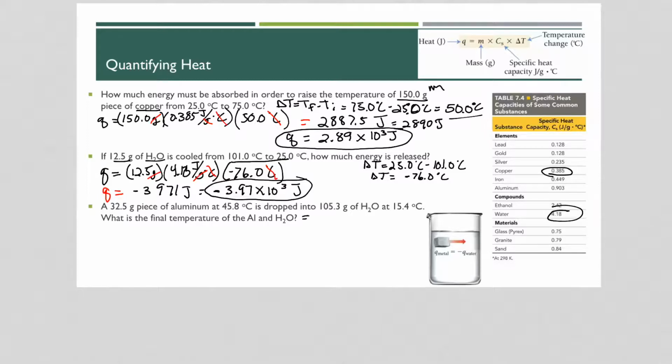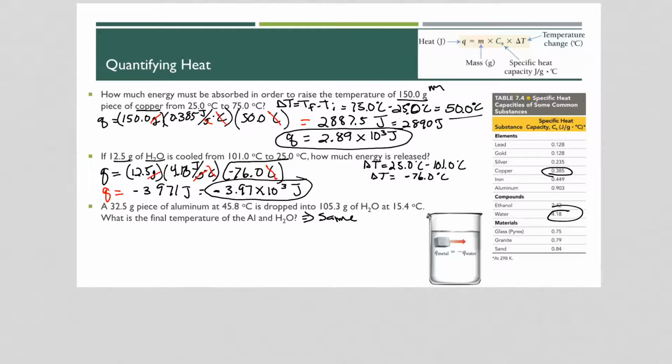Now, one thing to remember is that these are going to be the same. Think about if we put a piece of hot metal into water. Eventually, the heat will flow so that both of these things will reach the same temperature, right? So what we have to remember is the final temperature is going to be the same for the aluminum and the water. That becomes important as we go through to solve the problem.